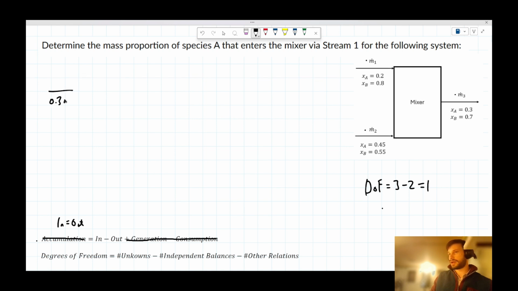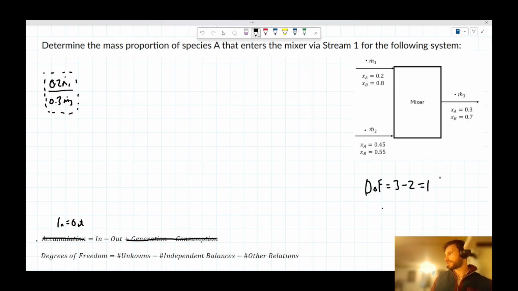One way we could express that is 0.3 M3. That's describing the A leaving the system. And since we understand that in equals out, well, the A leaving the system is equal to the A entering the system. And we're asking, of that, how much is entering via stream 1? Well, we could express that A entering via stream 1 as 0.2 M1, right? So this is what we need to determine here.